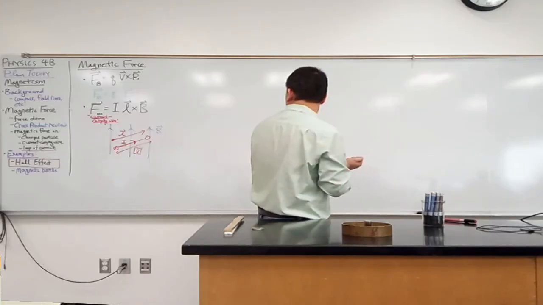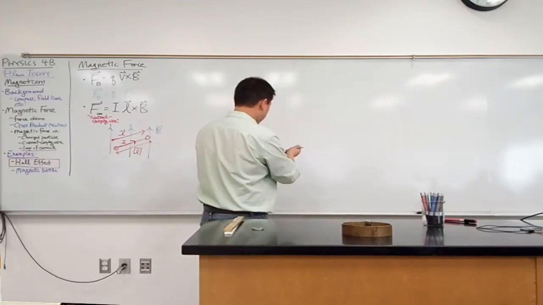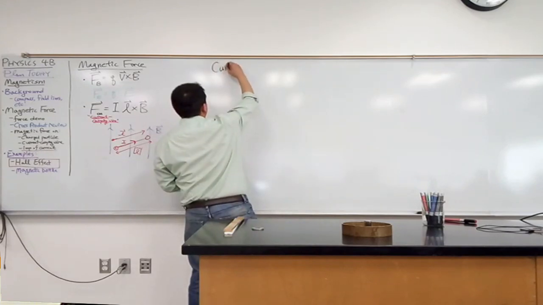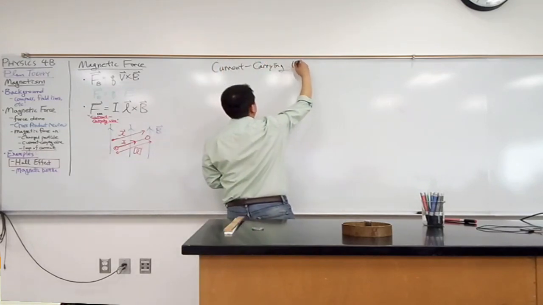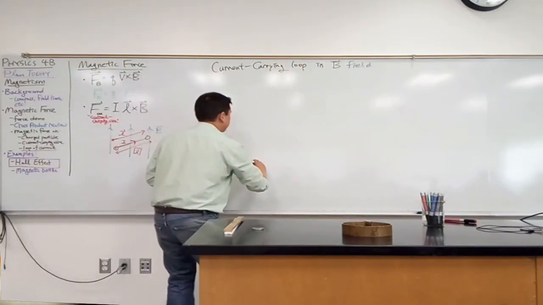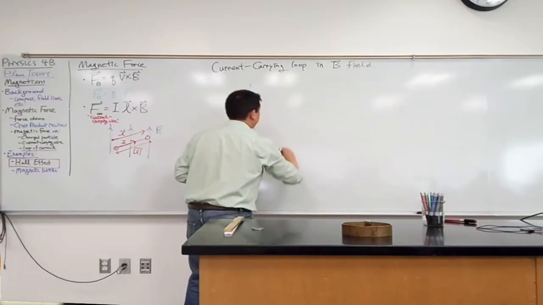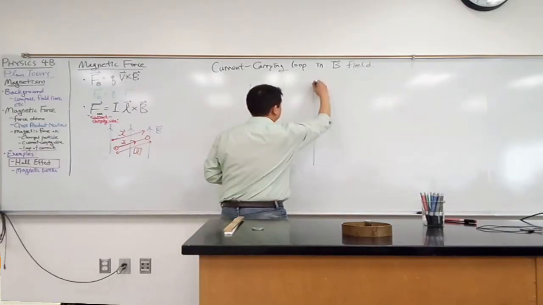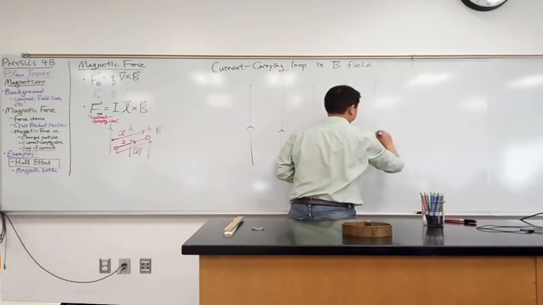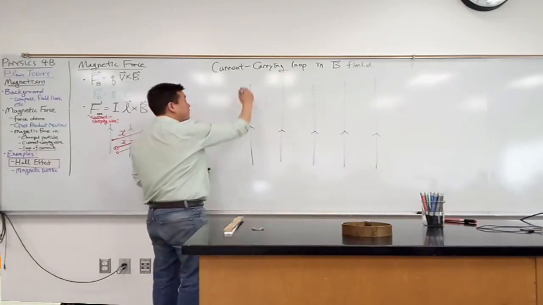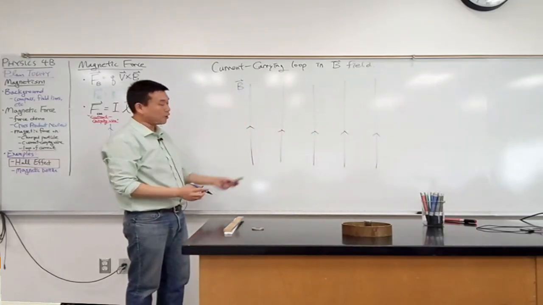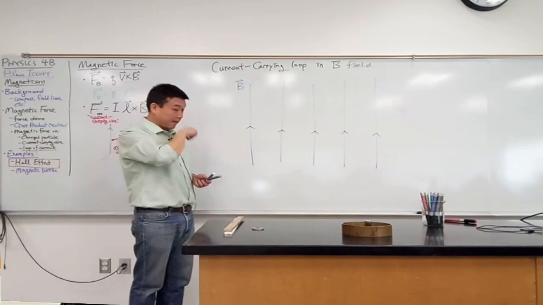Let's say I've been using blue color for magnetic field. So call this a current carrying loop in magnetic field. Let's just take this as an example. The magnetic field points upward. And I'm going to stipulate that this is a uniform magnetic field. It's the same strength of the magnetic field all the way throughout. And we'll talk later about how you might make a magnetic field like that.